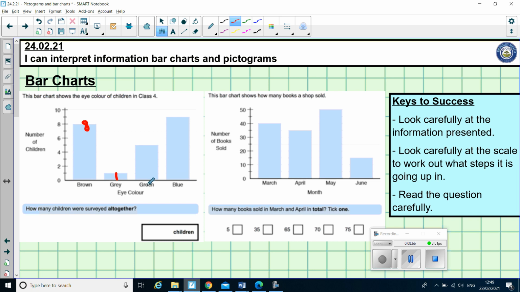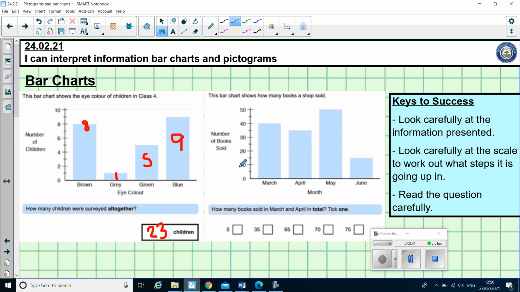Then green eyes, I'm looking along the side, and I might need to draw a line across here, I can see green eyes, that bar comes halfway between the 4 and the 6. So that's 5 children have got green eyes. And then blue eyes, I can see blue eyes comes up to halfway between the 8 and the 10. Halfway between 8 and 10 must be 9. So I know how many children have got each colour eyes, but now I want to know all together. So I need to add up those numbers. So 8 add 1 is 9, add 5 gives me 14, add another 9 gives me 23.